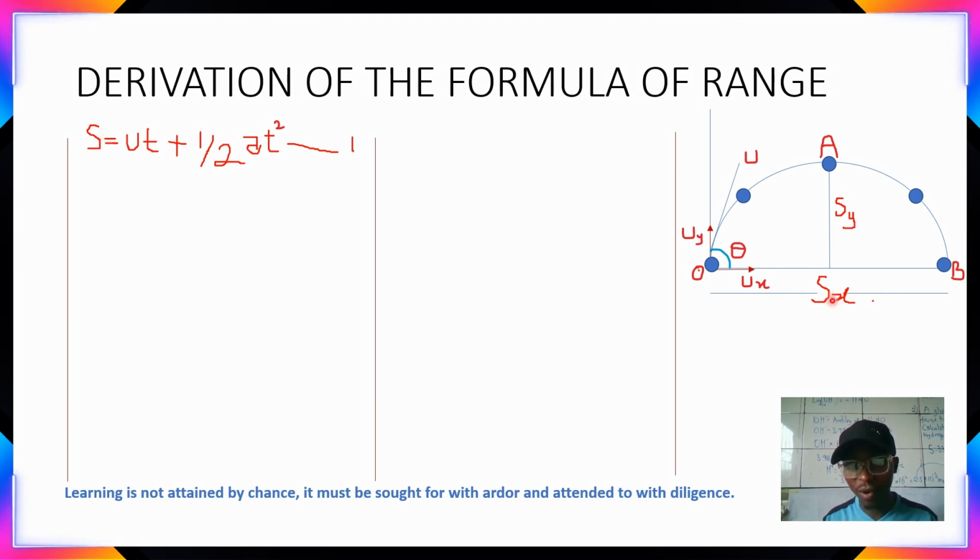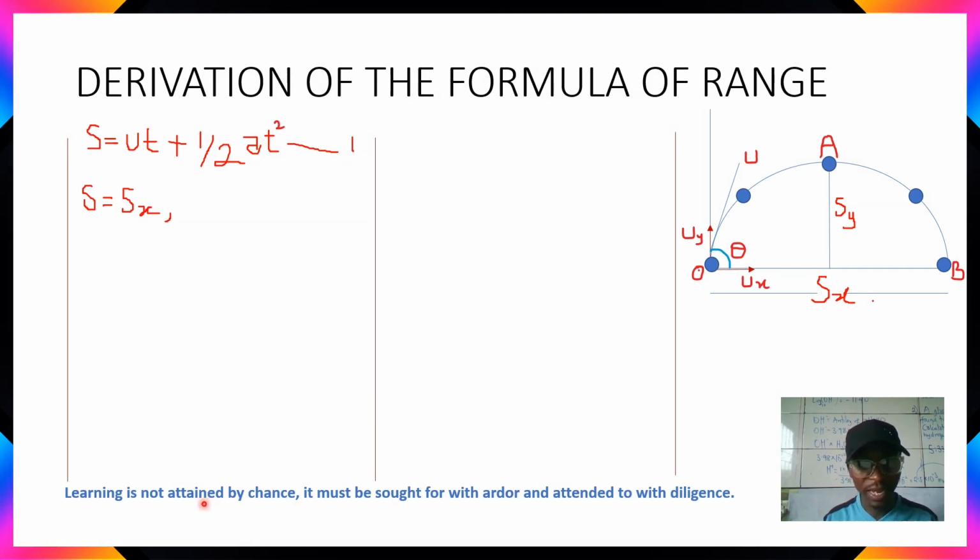Because we are more interested in range, which is the distance along the horizontal axis, that implies that our S, which is the resultant of the total distance along both the vertical and the horizontal axis, in this case will now be Sx, because we are only interested in distance along the horizontal component.